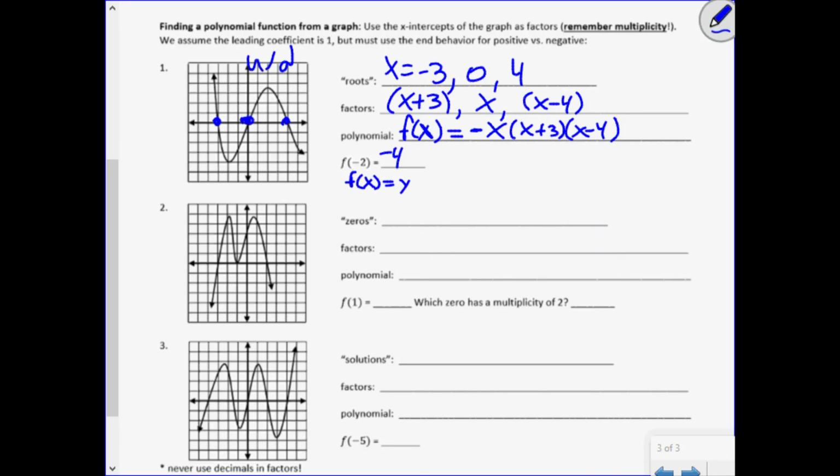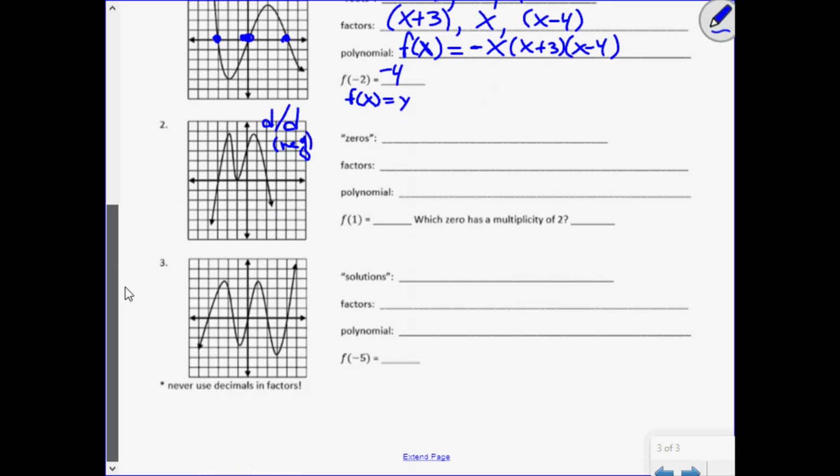So again, we're going to start with end behavior. What's the end behavior for example number 2? What does that indicate about our leading coefficient? Maybe write a note for yourself to remind yourself we're going to have to include that negative at the end. You can write a little note so you don't forget it. Alright, what are my zeros? Zeros and roots mean the same thing. Anytime I ask for a zero, I'm asking for the x-intercept, a root, a solution of the graph.